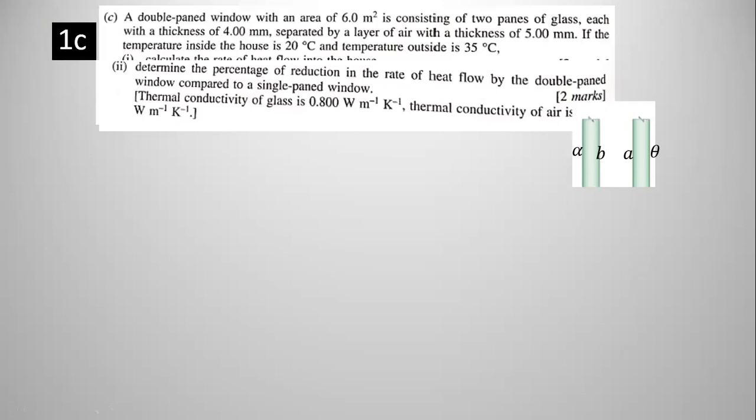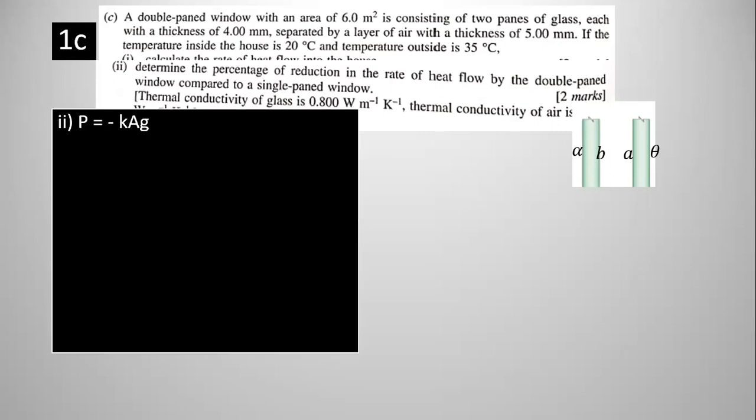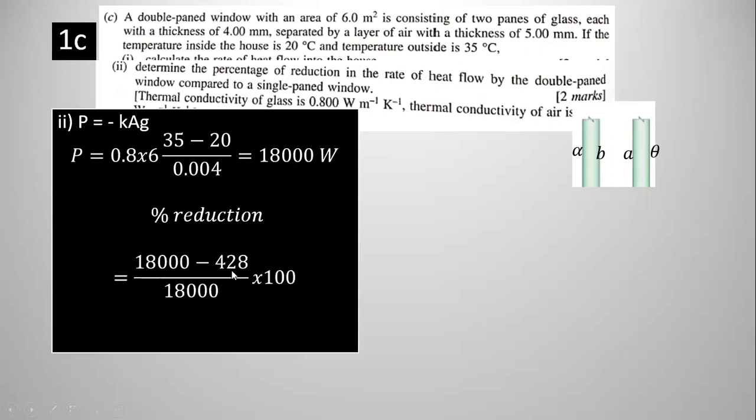Determine the percentage reduction in the rate of heat flow by the double pane window compared to single pane. So you calculate the single pane. That's your single pane, one side only. This is the 35, this is 20, and that is your A. This is your K. That's your temperature, 35 minus 20. That's your length, change it to meter. Percentage reduction is single pane minus double glaze divided by the original, without double glaze. And you get 97.6% or 98%.